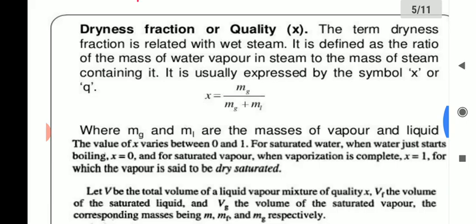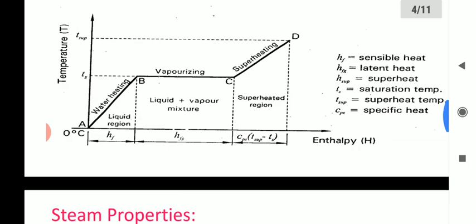So that means at the point C, what is the enthalpy? What is the enthalpy of the steam? That is nothing but the enthalpy of the dry saturated steam. We get from this T-H diagram that it is Hf plus Hfg, that is sensible heat plus latent heat.